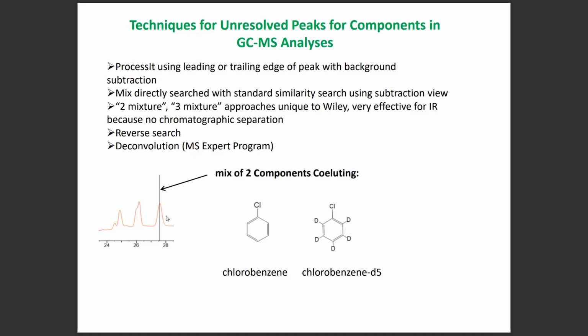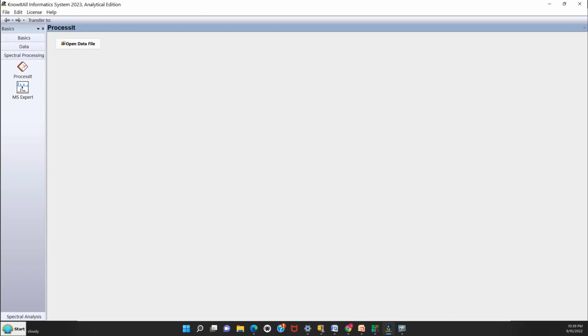We'll use this peak that's around 28 minutes in the file, which is actually a mixture of two components that are co-eluting. The first being chlorobenzene and the other chlorobenzene D5. Today we will be using the Process It program, the Search It program, and the Mine It program. I've discussed those in detail in previous videos, so some of that I will go through very quickly this time and slow down on some of the new information.